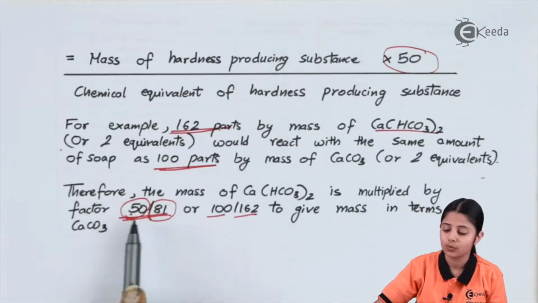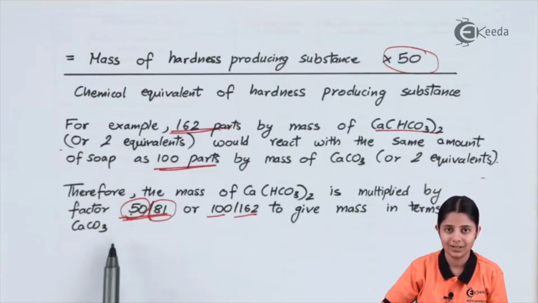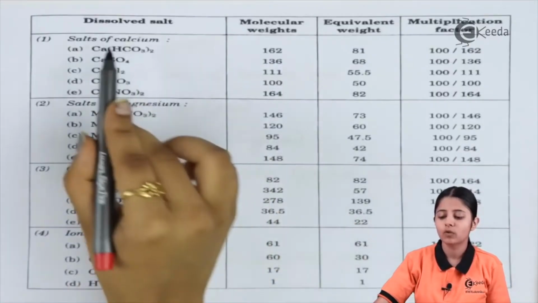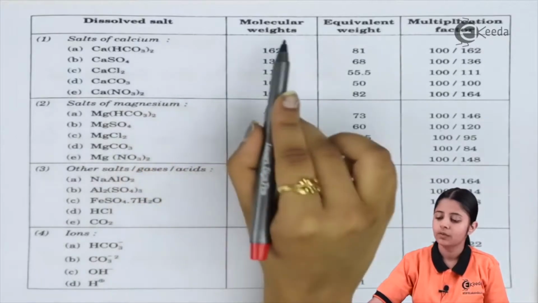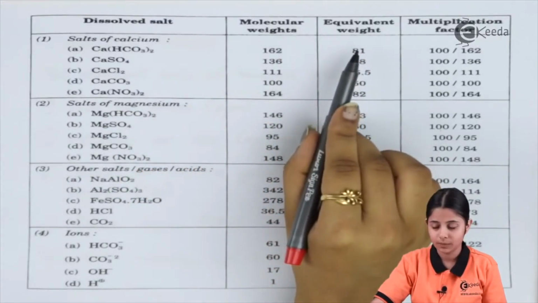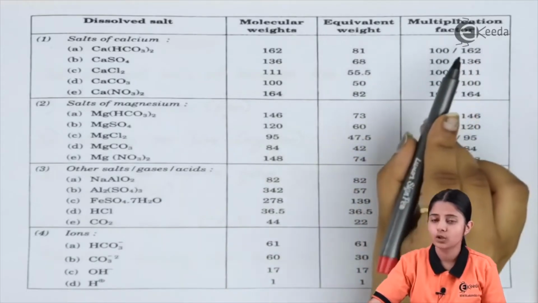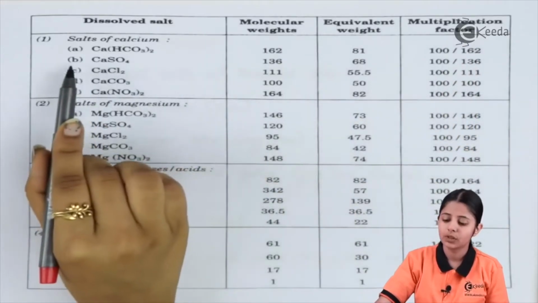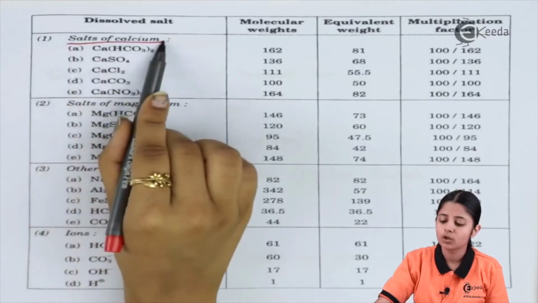And thus we got it as 50 by 81 to give the mass in terms of CaCO3 equivalence. So over here we have all the different salts. We have the molecular weights of them. We have the equivalent weights of the same. And finally we have the multiplication factor. Let us start with the first one, that is the salts of calcium.